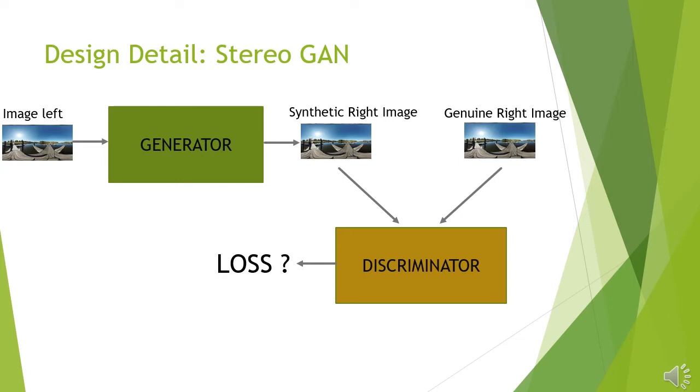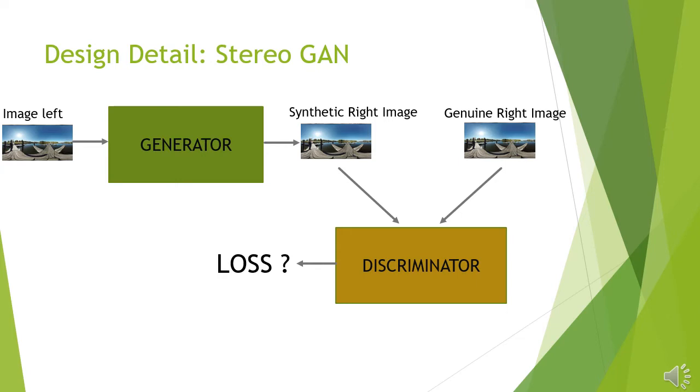Let's discuss the overall design of the stereo GAN. The bird's-eye view of the stereo GAN includes 3 main components: the generator, the discriminator, and the loss function. We will go into the detail of these 3 components in the next slides.